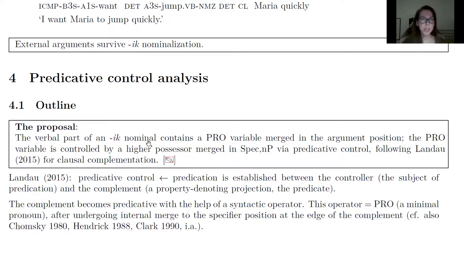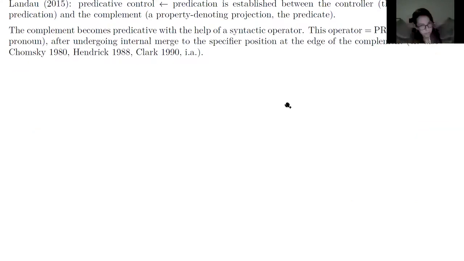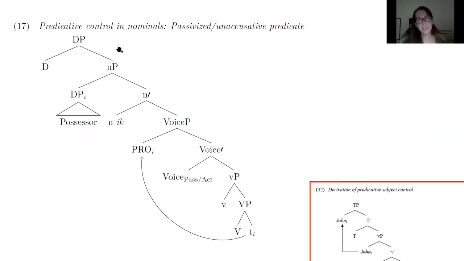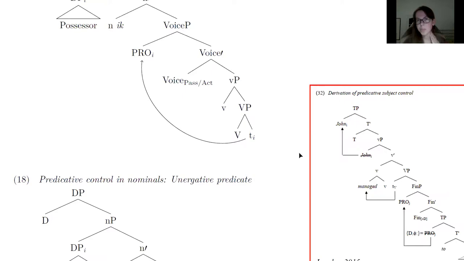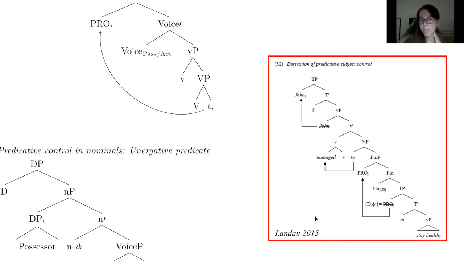So let me show you the structure first, for instance for nominalization of passivized and unaccusative predicates. What we have here is this mixed nominal. We have the verbal part up to VoiceP, and then we have the nominal part, little nP with the possessor, and then DP, with case assigned essentially by the D head. We merge this big pro in the original argument position in the verbal part, in the complement of the verb, and then we move it. We need to do that to turn this VoiceP into the predicate, to introduce the so-called lambda abstract. And here you can see this tiny little structure for the derivation of predicative subject control in clauses, taken from Landau's monograph, right?